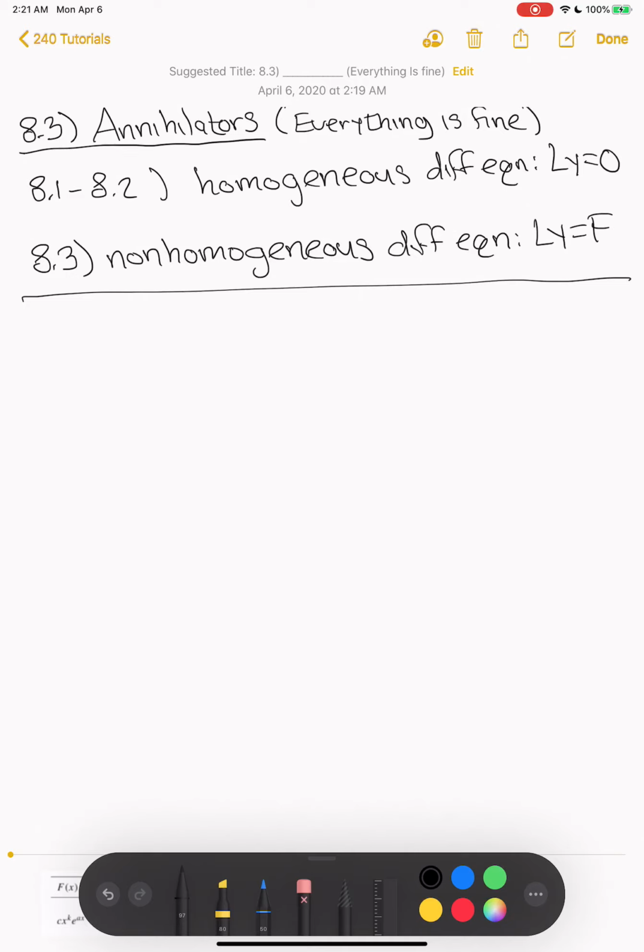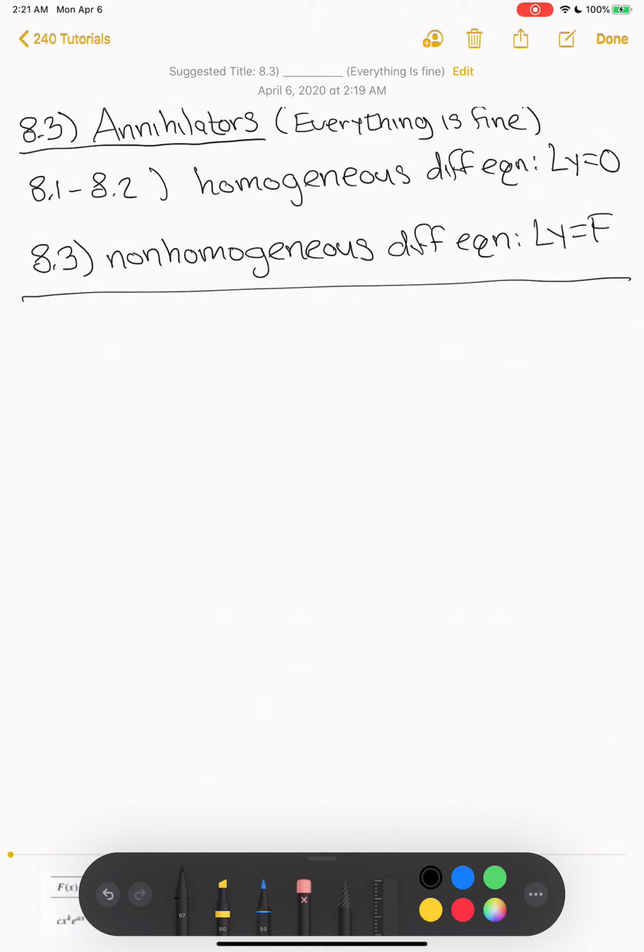Okay, so now we're getting into chapter 8.3, which is all about annihilators. Really cool name for a chapter, I think. But this is the section that everybody hates. The reason being, it's confusing. There's a lot of terminology. There's too many tables. There can be just one table, and that would be fine. But there's just a lot of stuff going on in this chapter.